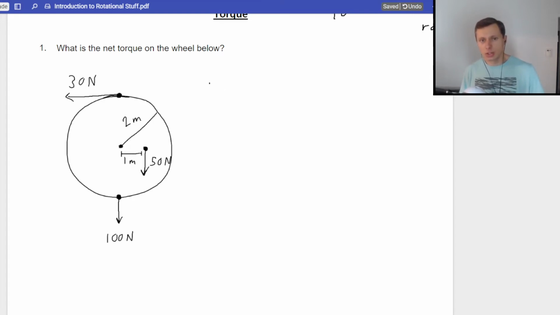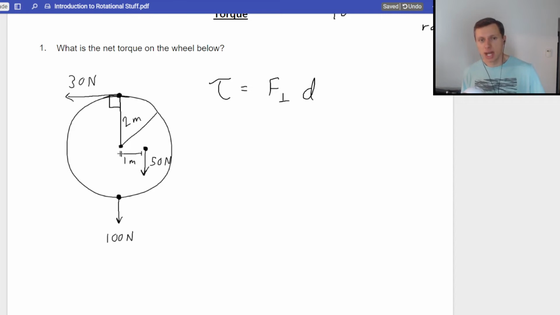So again, torque is defined as force, the perpendicular component of force, times the distance. And now you may be wondering, well, that 30 newtons, is that the perpendicular component? I don't even see an angle. I'll tell you this. The answer is, it is perpendicular. Why? Because it's perpendicular to what? It's perpendicular to the radius. Here's my radius.